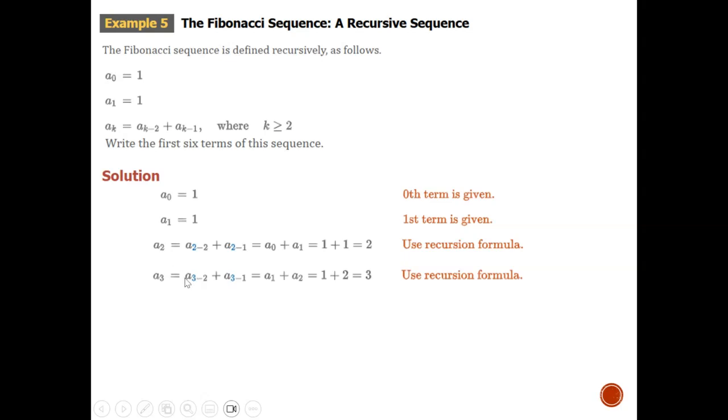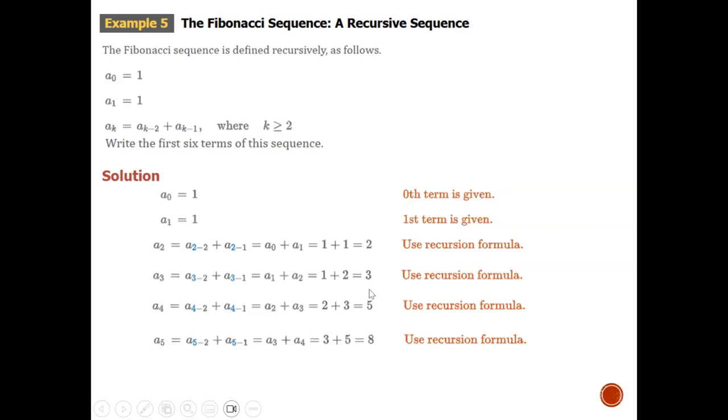Now A3 is going to give us A to the 3 minus 2, which is equal to A1, and A to the 3 minus 1 is going to give us A2. So I'm going to use A1, which is 1, and A2, which is 2, which will give us 1 plus 2 is 3. Now look at the pattern. They add the first 2 terms: 1 plus 1 is 2. And then they add the previous one: 1 plus 2 is 3. For the next one, it's going to be 2 plus 3 is 5. So the next one is going to be 3 plus 5 is 8.